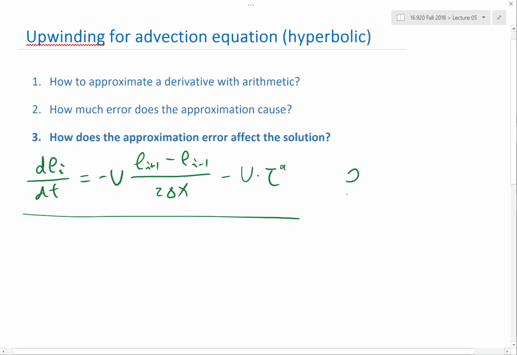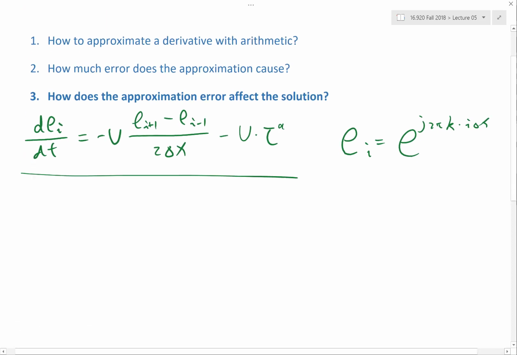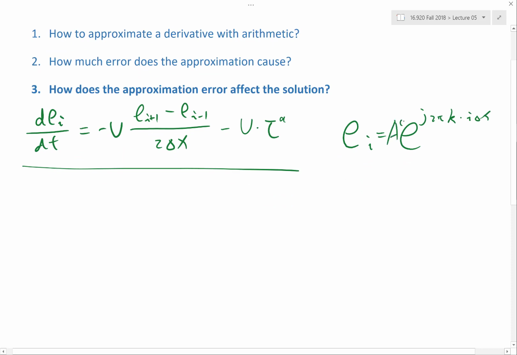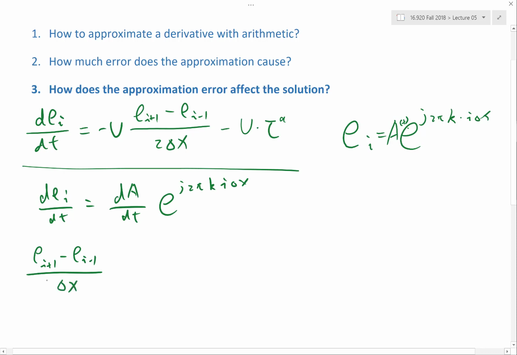And again, if we have E of I for any I equal to e to the j 2 pi k times I delta x, the same Fourier component, times A as a function of t, then dE_I/dt is going to be dA/dt times e to the j 2 pi k I delta x. But now what's different is the right hand side. So we pull the A out, and we also pull the common component out.